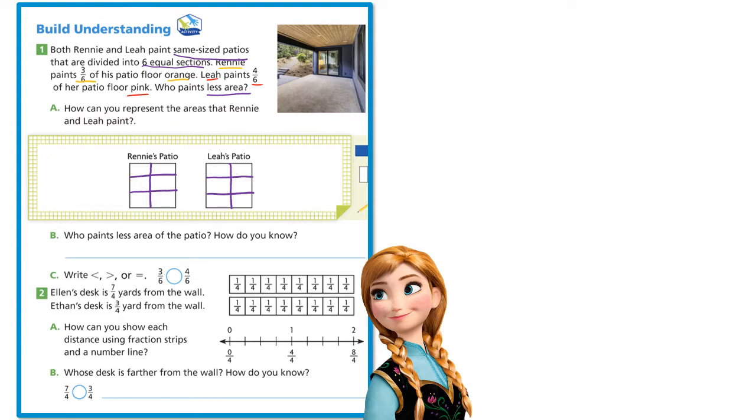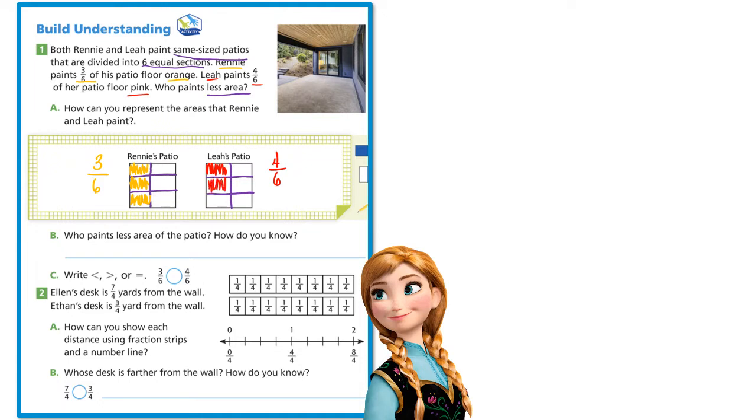Okay? And now let's shade them in to represent how much each person painted of their patios. So for Rennie, I know that we're using orange, or he's using orange, so I'm going to go ahead and label 3/6 on the side. I know that he paints 3 out of those 6 equal parts in orange. And I'm going to go ahead and shade it in. That's 1/6, 2/6, and 3/6. And then Leah, who's painting in pink, I only have red, she paints 4/6. So I'm going to go ahead and shade in 4 out of those 6 parts.